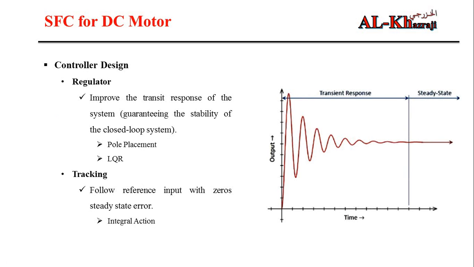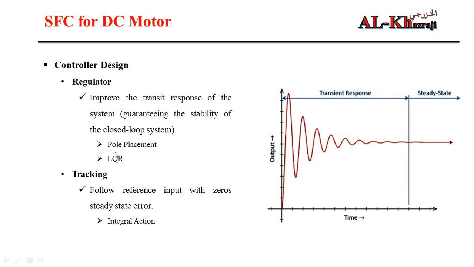Now, we know that in control systems we have two problems, the regulator and the tracking. In the regulator, the problem is to guarantee the stability of the system and also to improve the transient response, the shape of the transient response. For example, we don't want oscillation in the system, and we need the settling time to be as small as we can. For this job, we have pole placement and the LQR. These two techniques work on the transient in order to guarantee the stability of the system and shape the response.